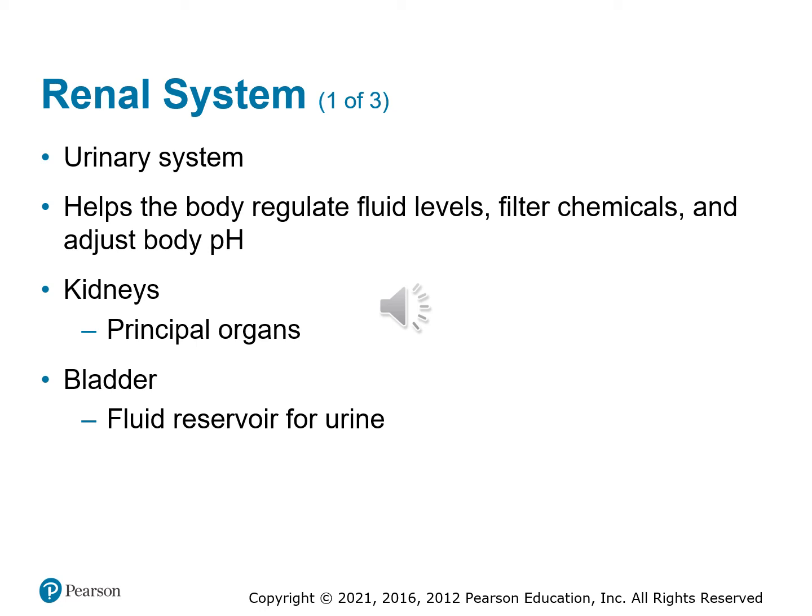The renal system also will help to filter chemicals. Things like sodium, potassium, and all of those electrolytes are going to be regulated through the renal system in the kidneys. Now, the kidneys are the primary organ here of the renal system. The bladder is also included here. The bladder, though, is just a reservoir for the urine that's produced in the kidneys. And again, when you go to the bathroom, you empty your bladder.